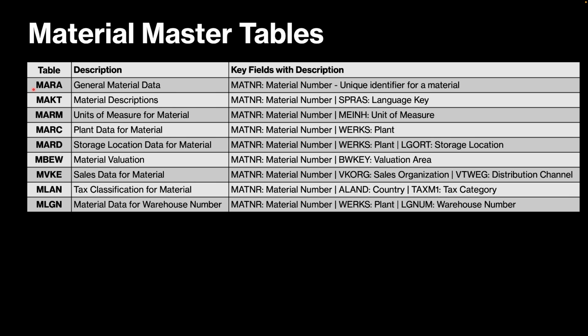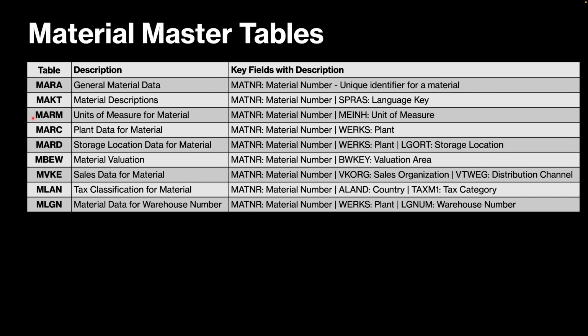So let's start. As you can see on the screen, for material master, you have multiple tables in SAP which store the material master data. As we have discussed in our previous videos also, a material master contains data on multiple levels. That is, you will have multiple fields which you will maintain at client level. Then you will have multiple fields which you will maintain at plant level, storage location level, and so on.